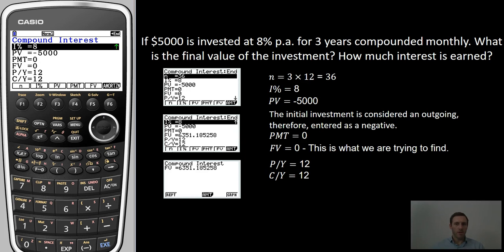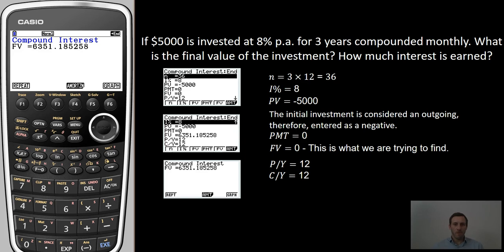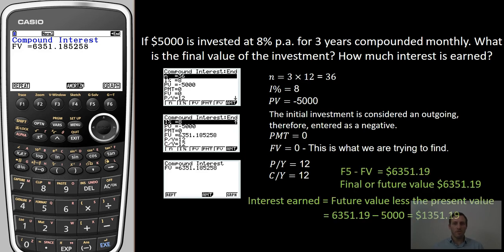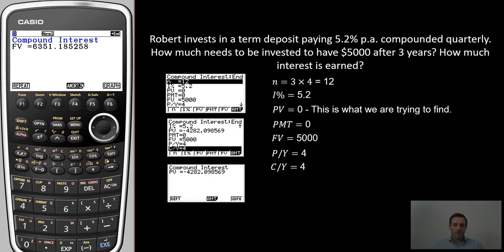Now this time we're trying to find the future value. So we hit F5 on our calculator and we get the future value of this investment is $6,351 and approximately 19 cents. You'll notice on the screenshots I have here, this is also what we got with the older calculator. So the older calculator and the newer calculator operate in the same manner. The interest earned on this is the future value, take away the present value. The interest earned is $1,351.19.